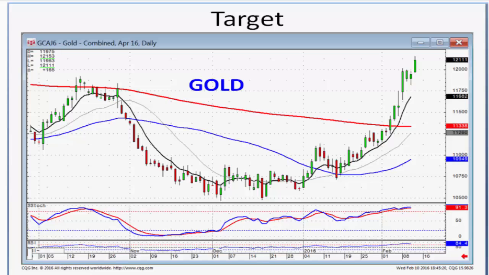Silver. I think silver also has a fry pan bottom. You should be buying silver stocks.